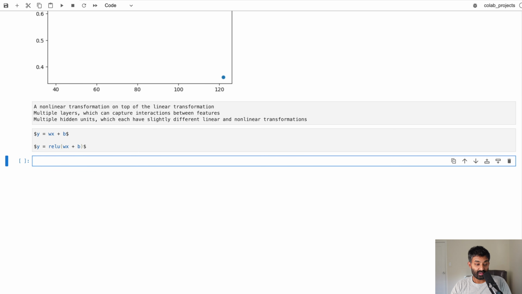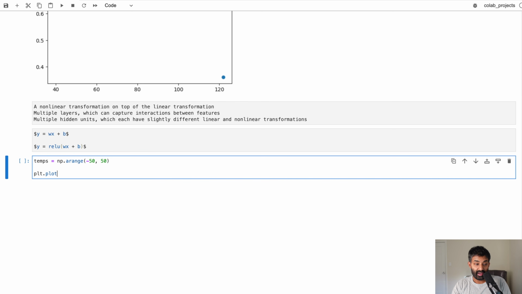All right, let me actually show you what a nonlinearity looks like. Let's say we have a range of temperatures, and I'll use the NumPy arange function to create this. It's going to be from -50 to 50, with a spacing of 1 between each number in our range. And then we'll go ahead and plot these.